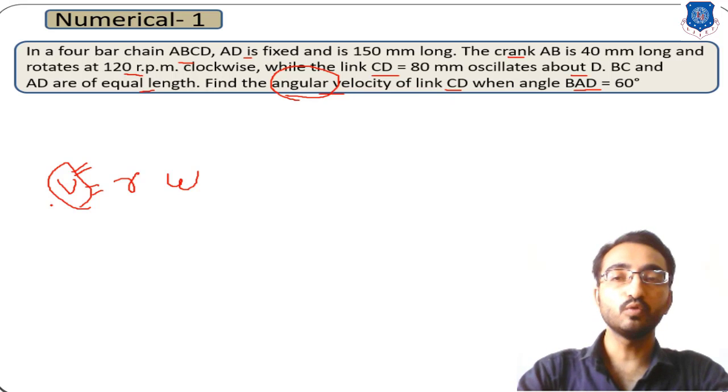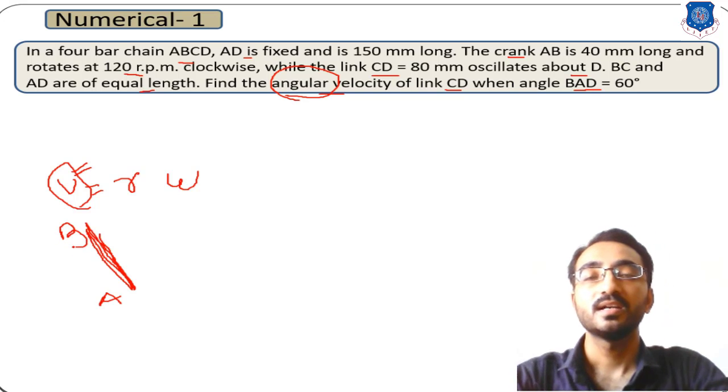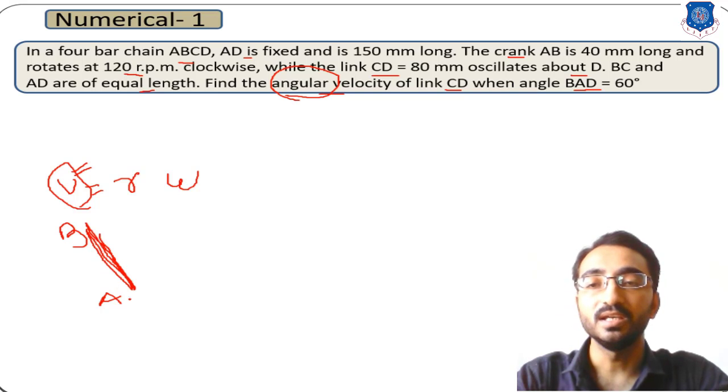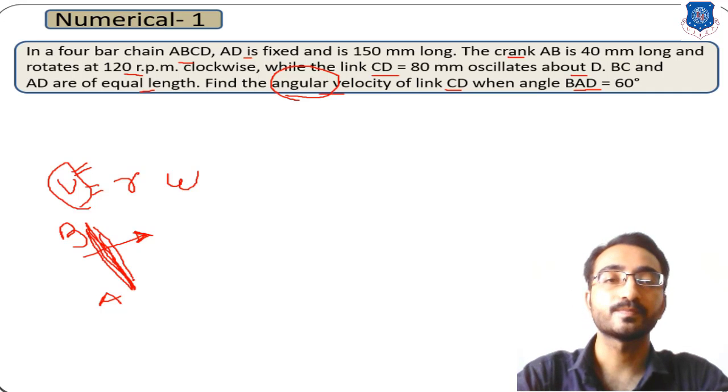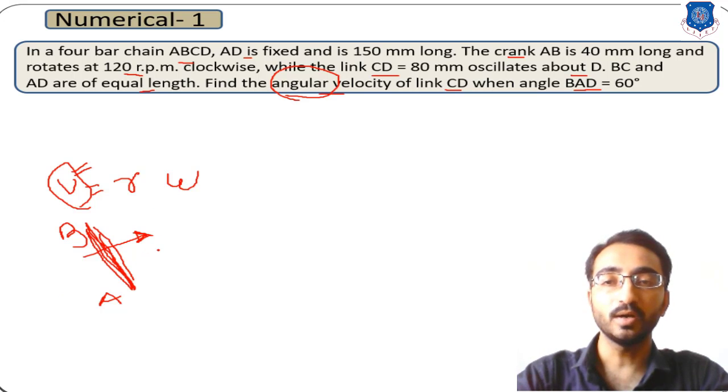Now we have learned two fundamentals. The first fundamental about relative velocity is that for the motion of any rigid link, if we consider points A and B, the motion of this link AB will always be in a direction perpendicular to the line joining these two points A and B. That is the first fundamental we learned while studying the motion of any link. So you have to remember this fundamental to draw the velocity diagram.